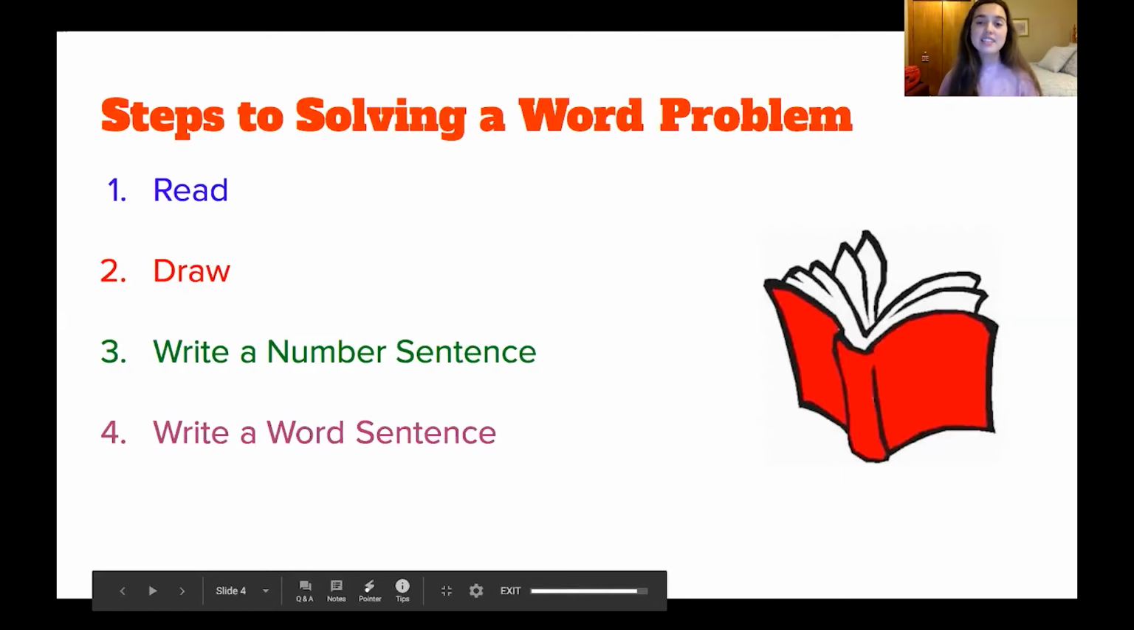Let's just go over these steps one more time so that we can remember them. So first is read the word problem. Second, draw. We're going to draw our chart or draw any information you guys would like to represent visually. 3 is write a number sentence. That's just writing out the problem in number form. And 4 is to write a word sentence. And of course, that's just giving our answer in word form. So, all good to go on those. I think we have those steps down.